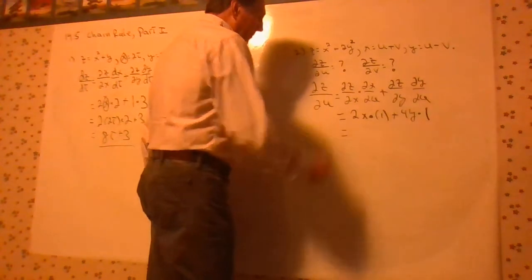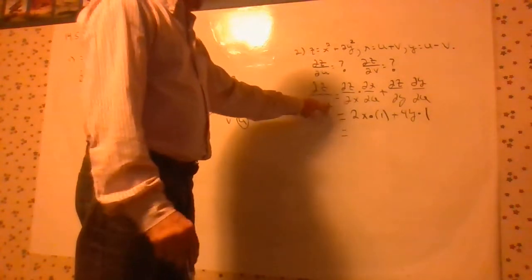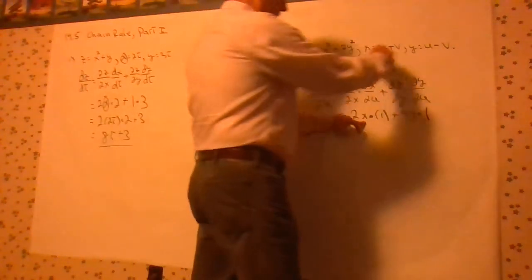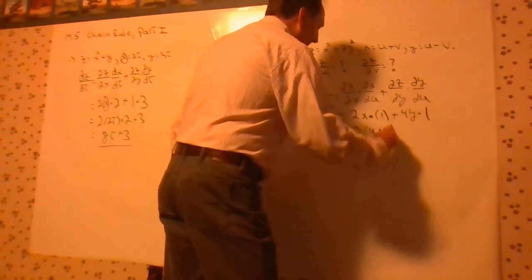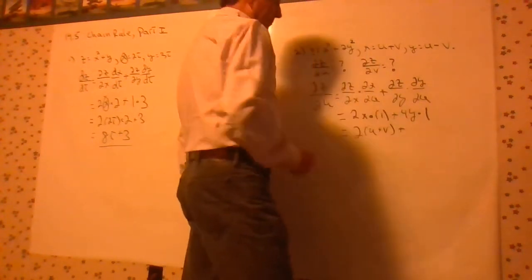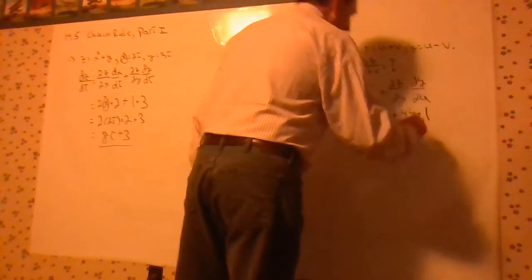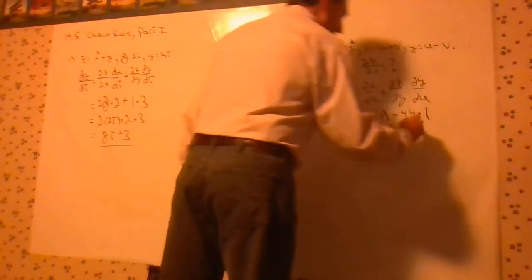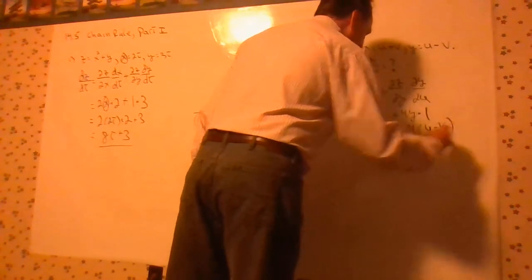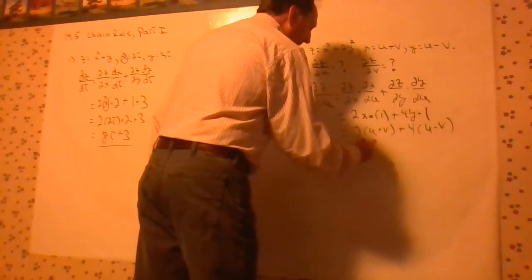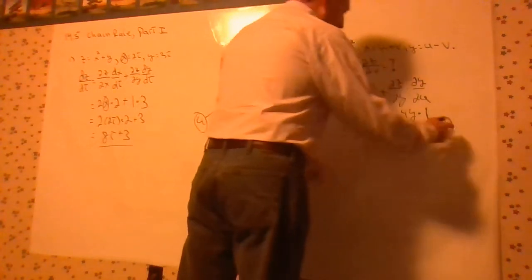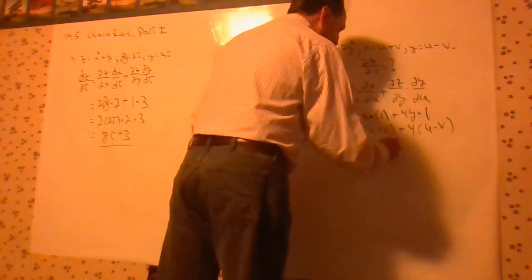And like before, we probably want this in terms of u and v. So x we can put in u plus v. We get 2 times u plus v. You can skip the 1. Plus 4 times y is equal to u minus v. And that's 2u and 4u is 6u. 2v minus 4v is minus 2v.